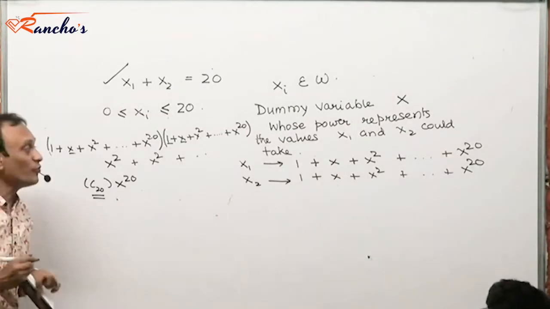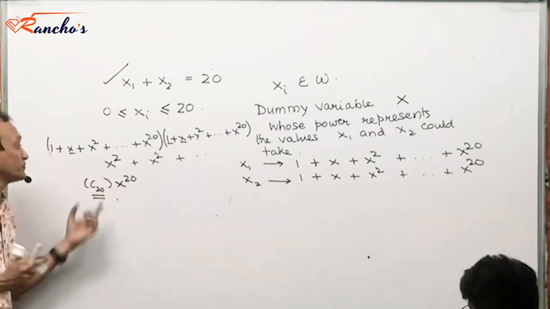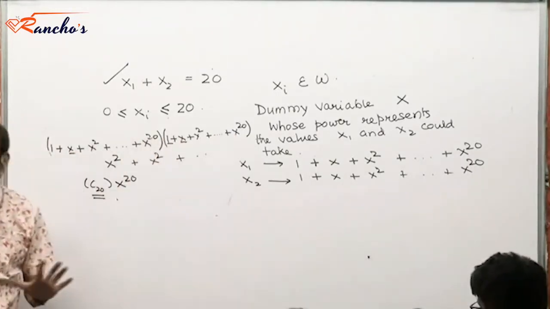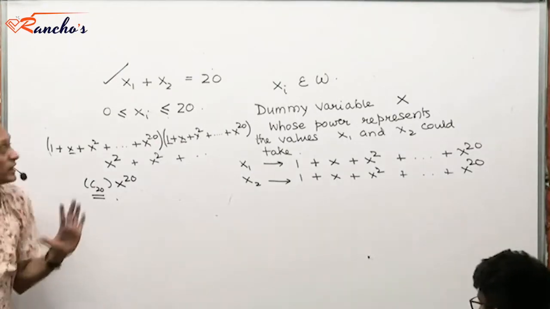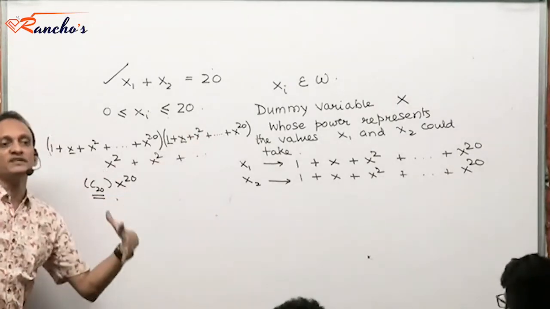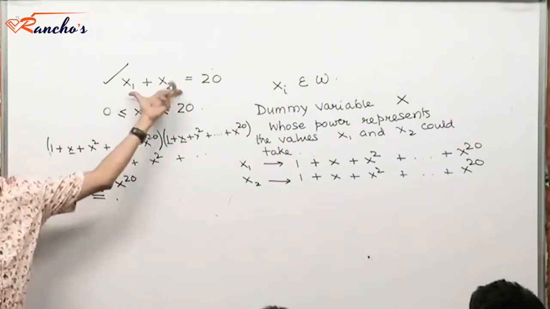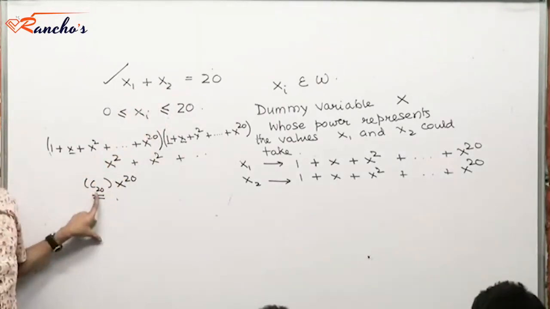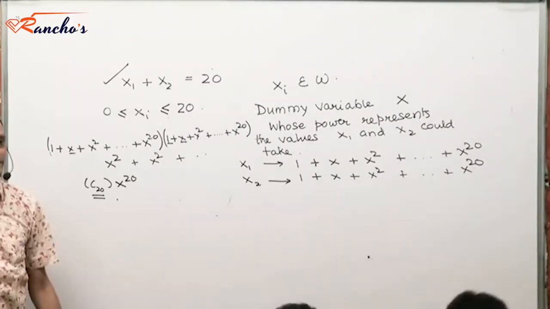Now, it's another story how to find the coefficient of x power 20 in this multiplication more efficiently. Don't bother about that right now. But if you find the coefficient of x power 20 here, that will give you the number of ways in which x1 and x2 whole numbers could add up to 20. The number of whole number solutions to this equation would be obtained by C20, the coefficient of x power 20. Yeah or no?